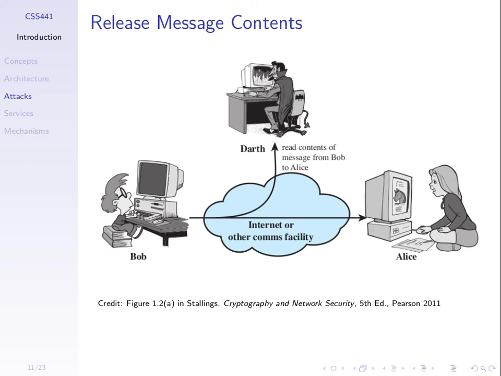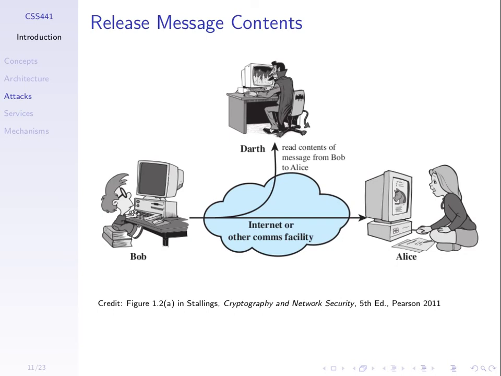And Darth, who somehow intercepts the message sent across the network, gets a copy of that message and reads it, and realises that Alice is having an affair with Bob and does something about that. Okay, so that's an attack performed by Darth in obtaining the contents of a message which Bob and Alice didn't want him to find out about. So this is defeating the concept of confidentiality.